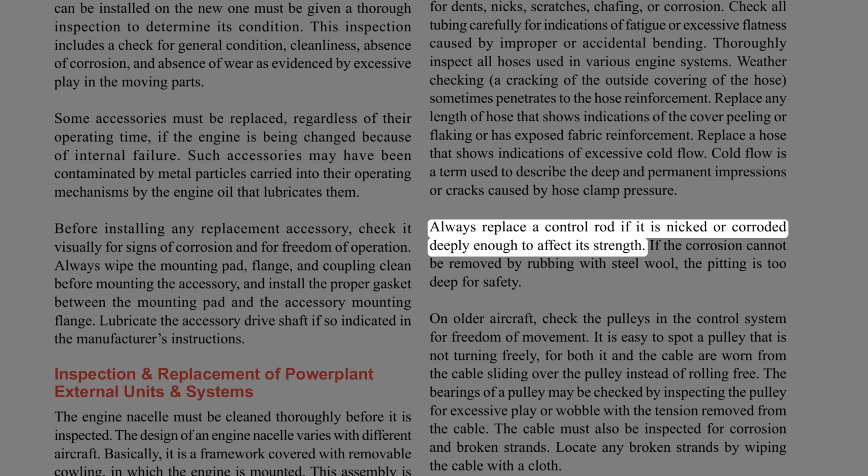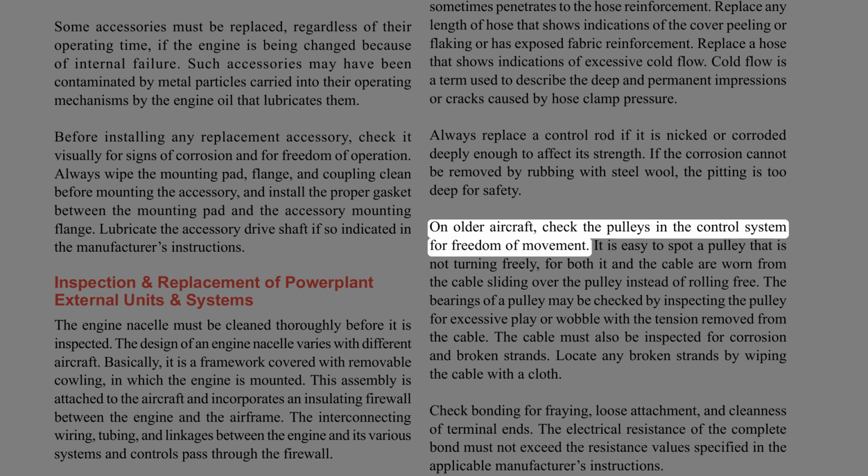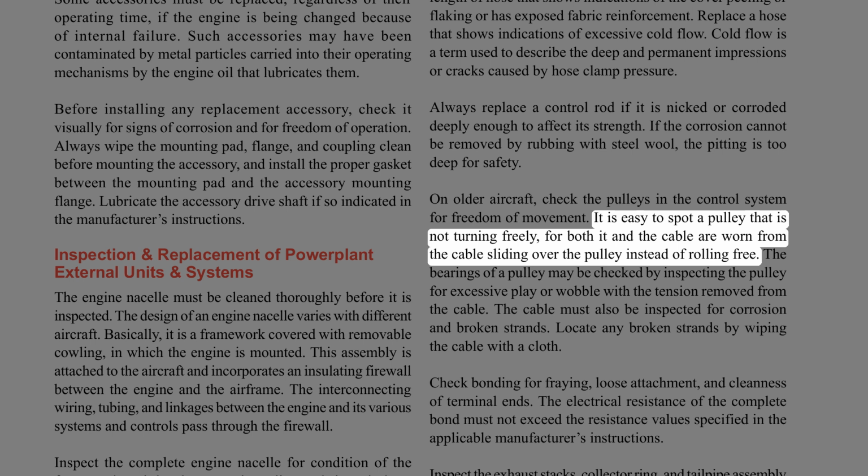Always replace a control rod if it is nicked or corroded deeply enough to affect its strength. If the corrosion cannot be removed by rubbing with steel wool, the pitting is too deep for safety. On older aircraft, check the pulleys in the control system for freedom of movement. It is easy to spot a pulley that is not turning freely, for both it and the cable are worn from the cable sliding over the pulley instead of rolling free.